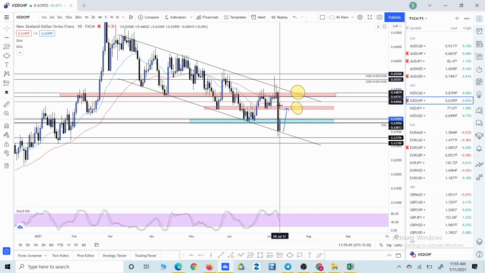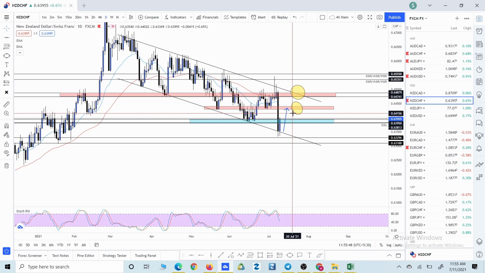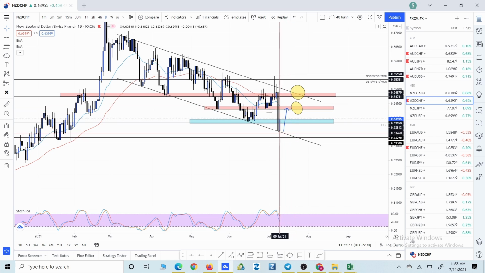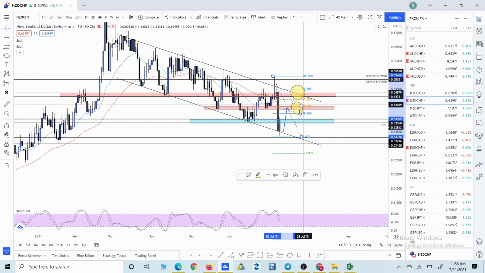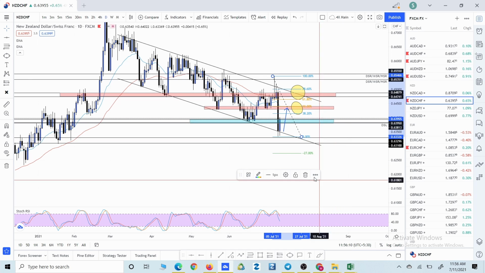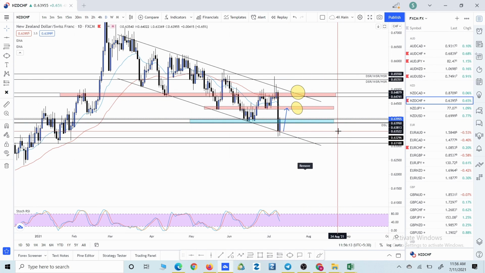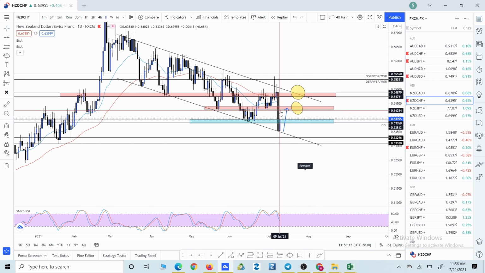What are the confluence factors? We have the moving averages going to act as a resistance to the price in this zone. And from the Fibonacci point of view, if we go from high to low, this zone is between 38 and 50. But this zone is between 60 and 78.6. So both zones are strong. It totally depends upon what kind of price action we see once the price enters the zones.